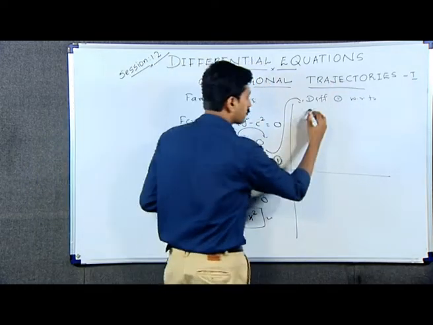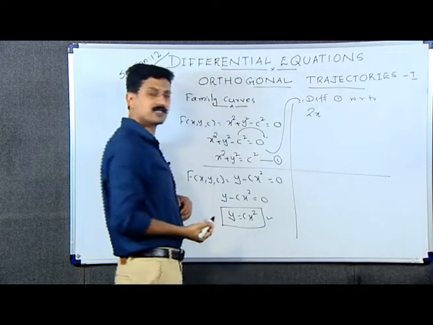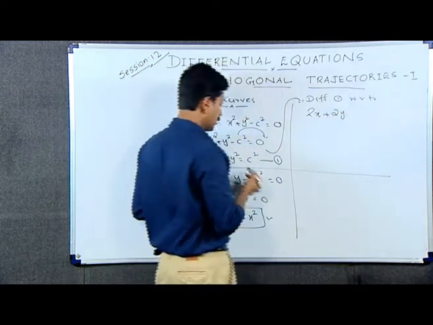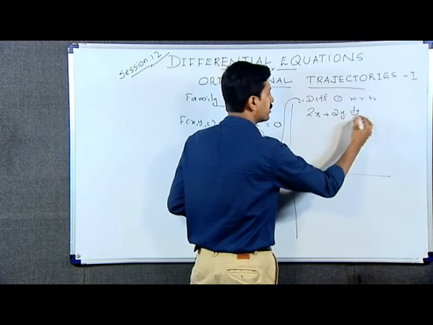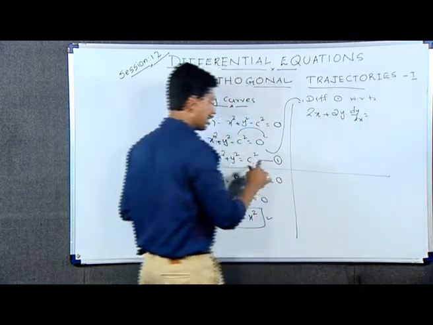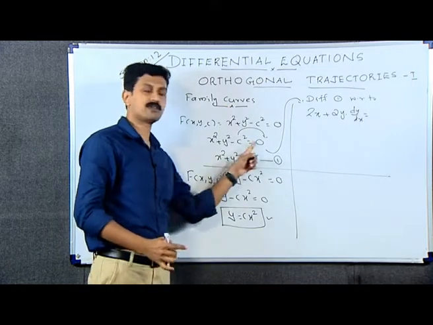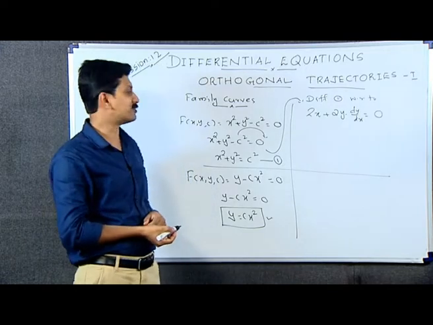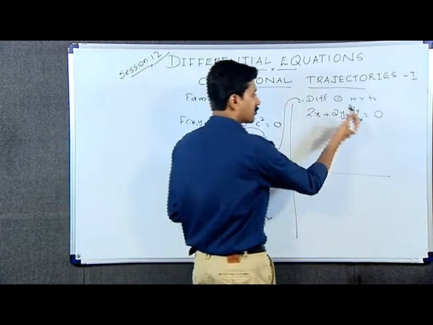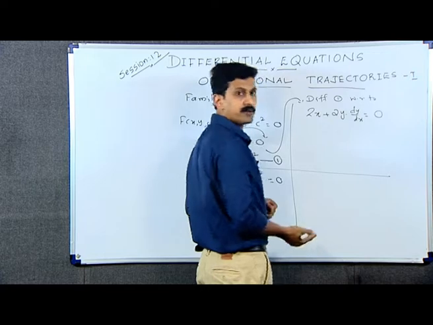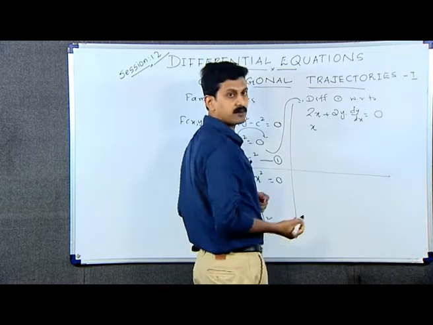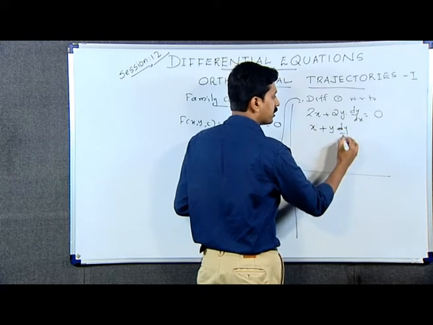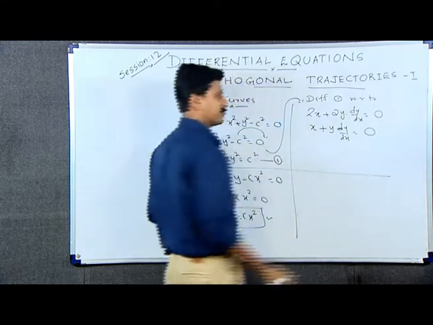This is x square, the derivative of x square is 2x, and the derivative of y square is 2y times the derivative of y, that is dy by dx, equal to... here, even though c is a variable, because of the arbitrary constant we are treating c as a constant, therefore the derivative of c is equal to 0. So, 2 is common, we can take it out and remove it from here. So, we will have x plus y into dy by dx equal to 0.